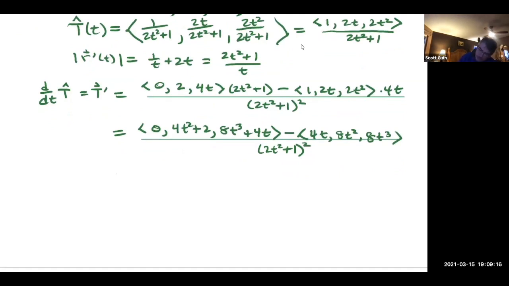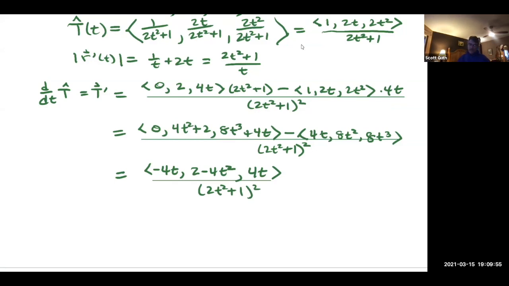Okay, so now I'm going to do 0 minus 4t. So that's going to be negative 4t. 4t squared plus 2 minus 8t squared. So I think, what if I wrote it as 2 minus 4t squared, comma, and then we've got an 8t to the third plus 4t minus 8t to the third. I think that's just 4t, like that. And then this is over 2t squared plus 1 squared.